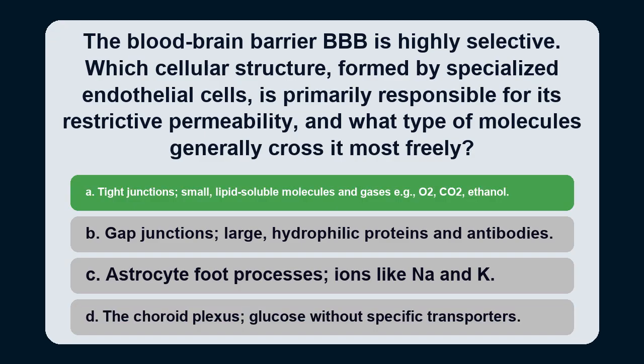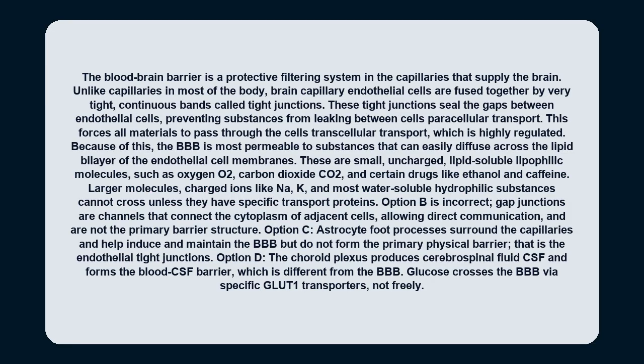The answer is A. The blood-brain barrier is a protective filtering system in the capillaries that supply the brain. Unlike capillaries in most of the body, brain capillary endothelial cells are fused together by very tight, continuous bands called tight junctions. These tight junctions seal the gaps between endothelial cells, preventing substances from leaking between cells, paracellular transport. This forces all materials to pass through the cell's transcellular transport, which is highly regulated.